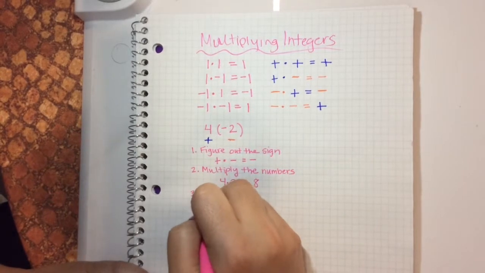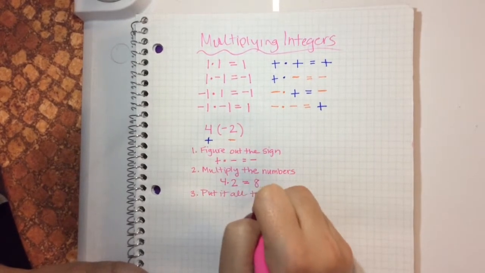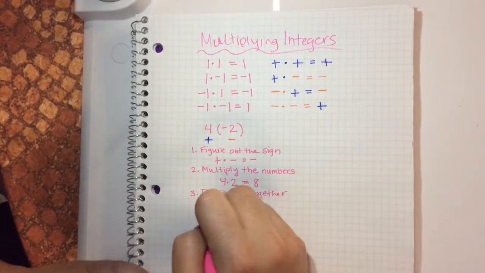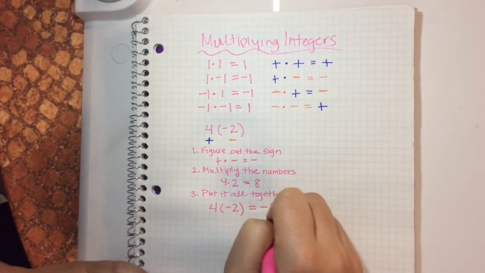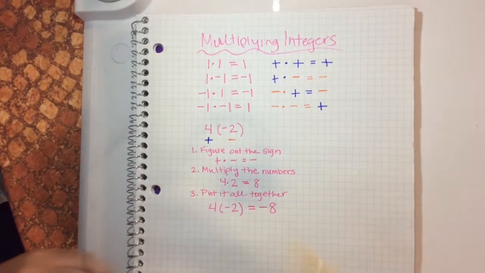And then the last step here is to put it all together. So 4 times negative 2 equals negative 8. And that would be my final answer.